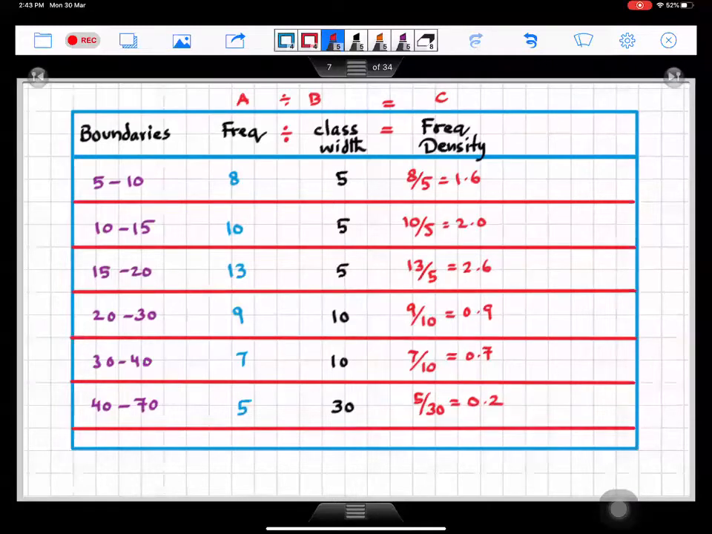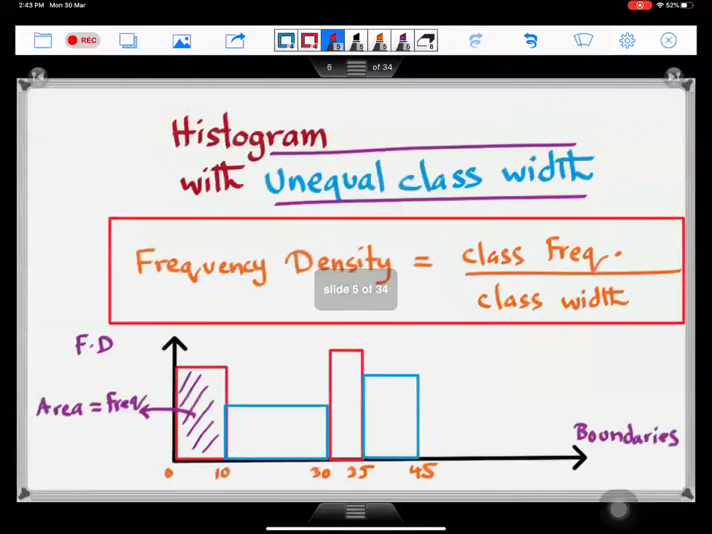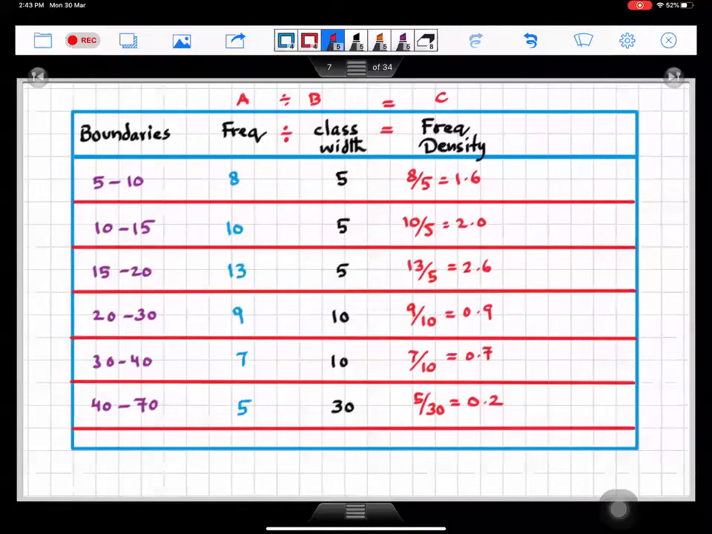Now, what is the rule? Frequency density should go on the vertical axis, boundaries would go on the horizontal axis. But look at the frequency densities, they are too small. That means scaling needs to be done. So I need to do scaling. I need to get the height in centimeters. Therefore, scaling is a must.